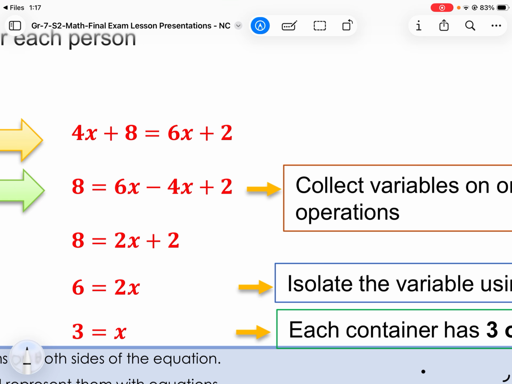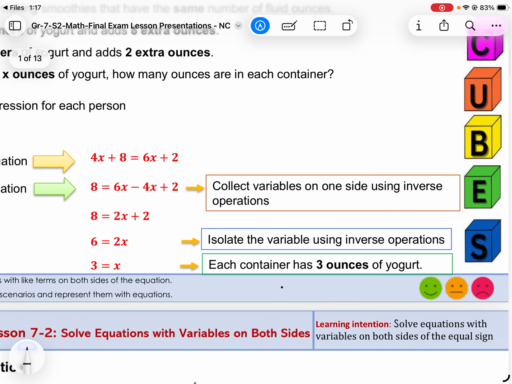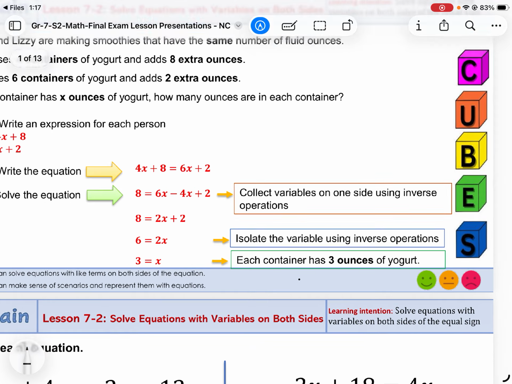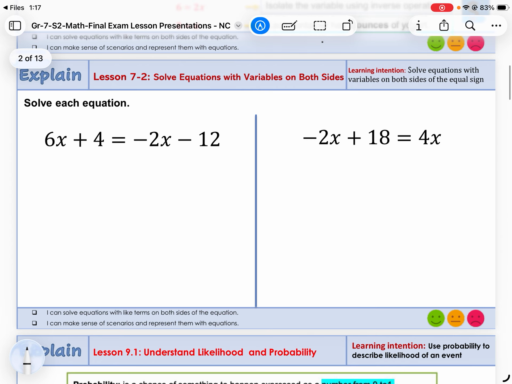These are the steps mentioned for how to solve this equation if you have variables on both sides. Step number one, you need to collect the variables on both sides. The easiest way to do this is by using inverse operations. You subtract 4x from both sides, and then you end up with 6x and 4x on the same side. Okay, then the second step is to isolate the variable using inverse operations, and then finally you find the value of x.